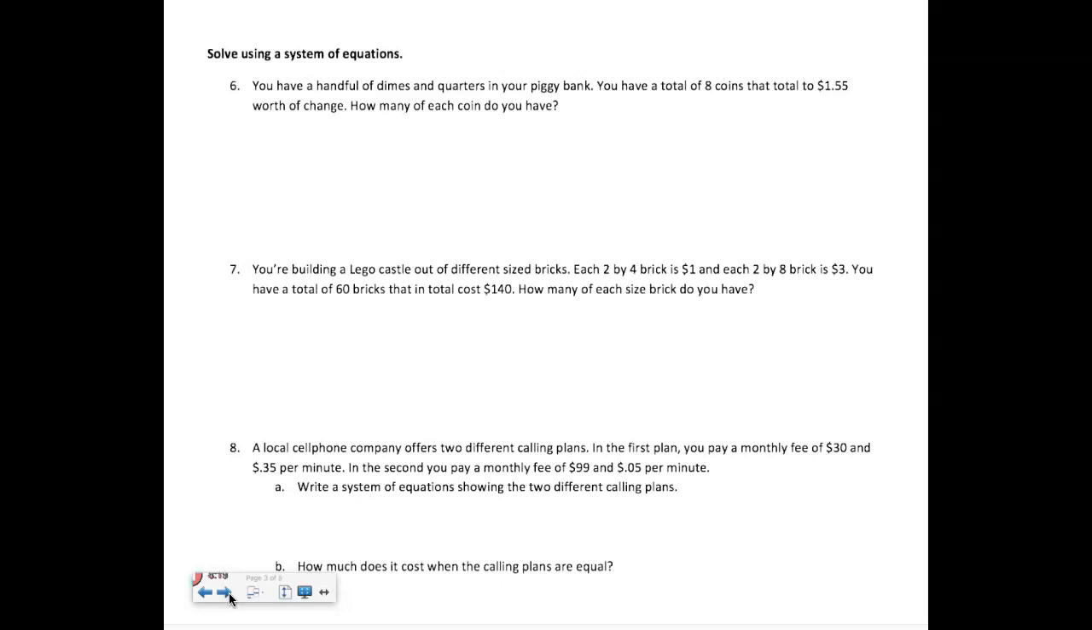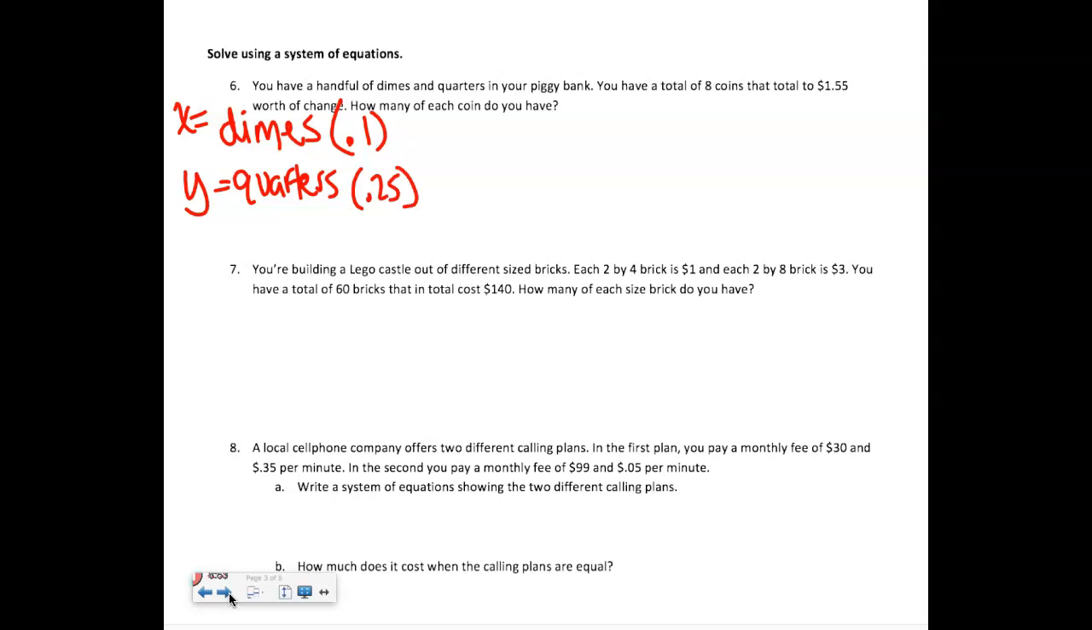All right, in this problem, it says we have a handful of quarters and dimes for our piggy bank. It says we have a total of 8 coins, and it totals out to be $1.55, and we want to know how many of each coin we have. So it keeps talking about our coins, so I'm going to say x is going to represent our dimes. y is going to represent our quarters. Reminder, in our world of money, dimes are 0.1 and quarters are 0.25.